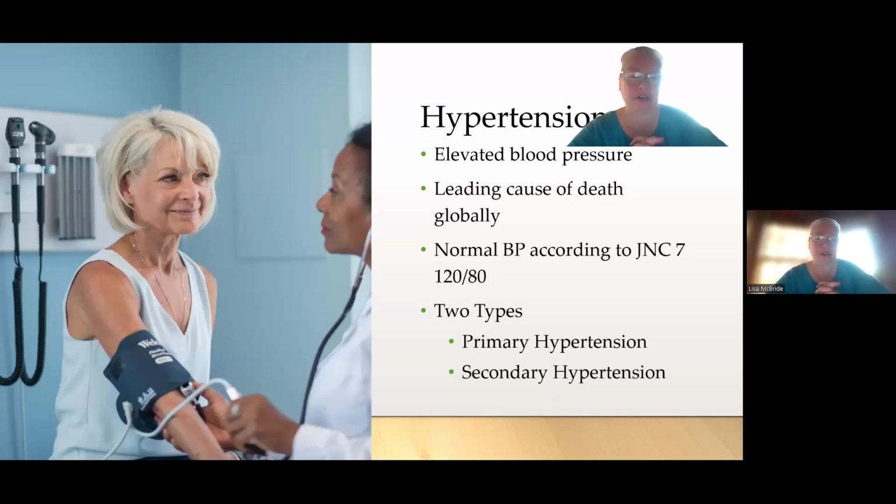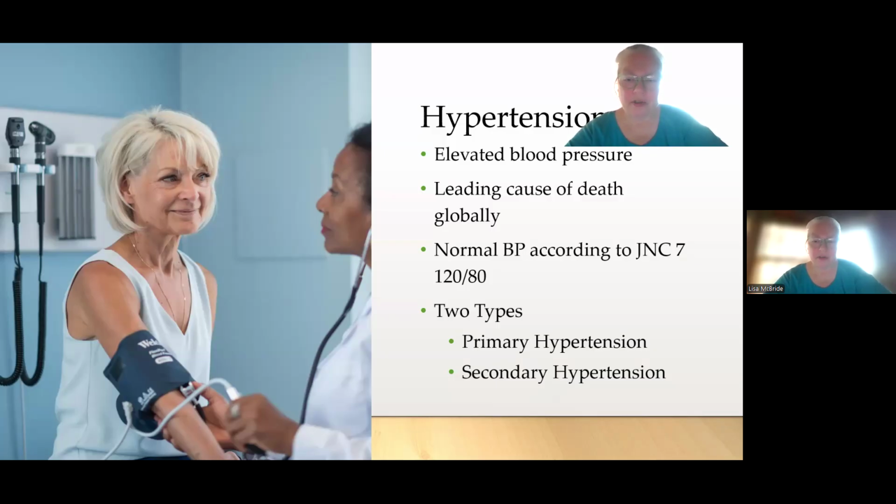So hypertension, again, is elevated blood pressure. It's the leading cause of death globally. Again, normal, according to JNC7, is 120 over 80. That is our optimal, where we would want our blood pressure to be around that level, nothing too much higher than that. And there are two types of blood pressure issues.